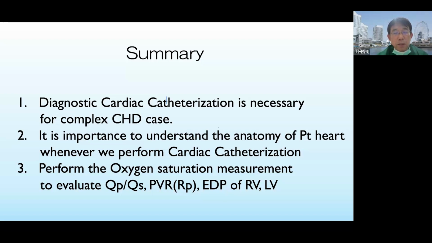I couldn't understand, so I looked at the echo and found that the pulmonary pressure seemed pretty high. So I brought her back to the cath lab, measured the oxygen test, and found the pulmonary vascular resistance, PVR, was 16 to 20 Woods.